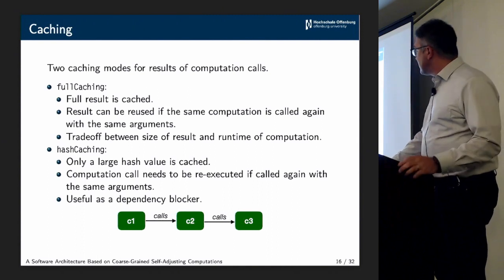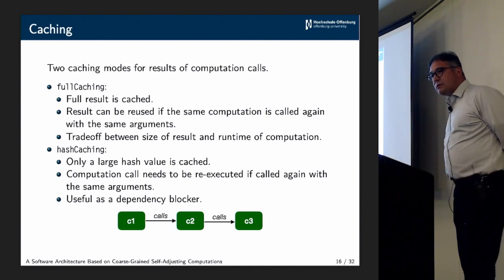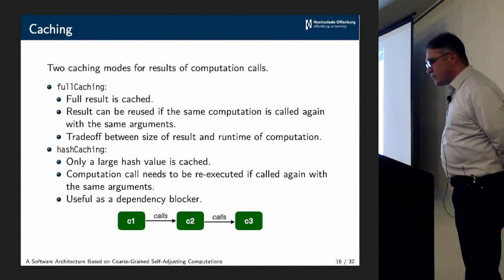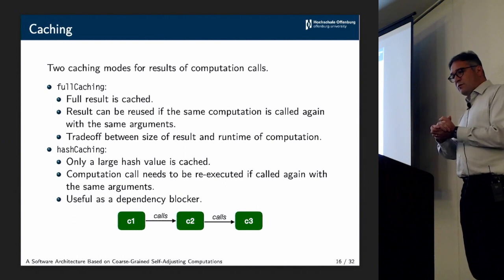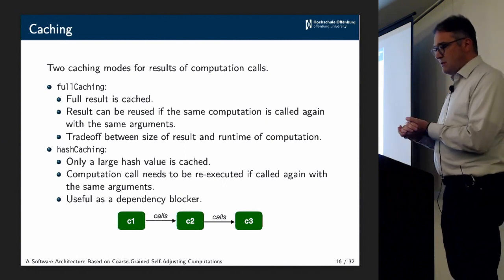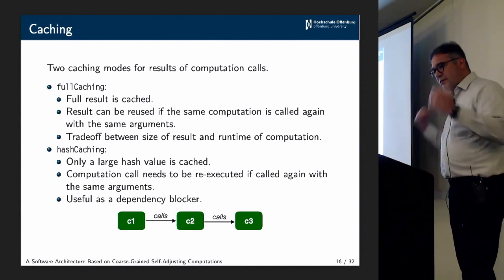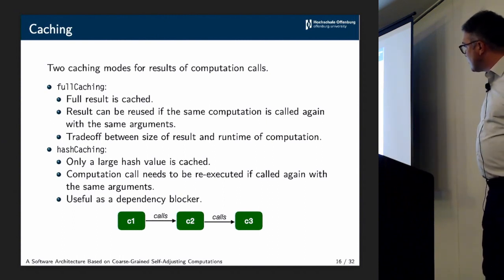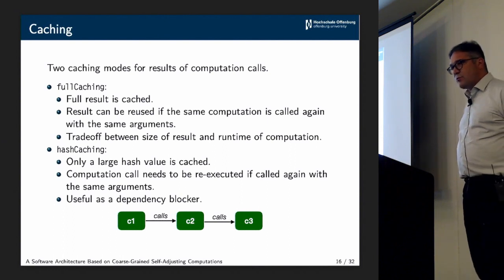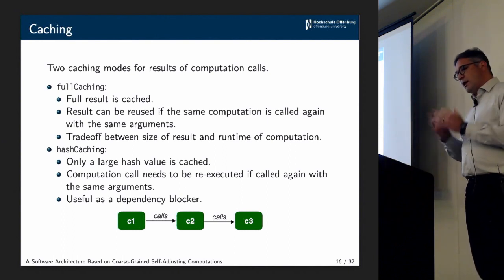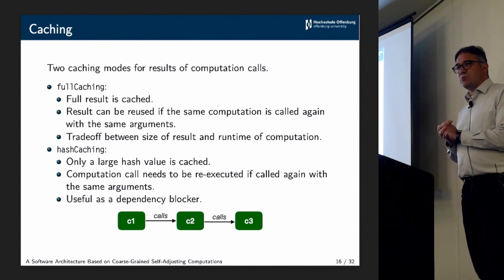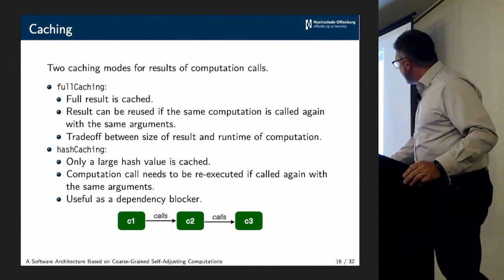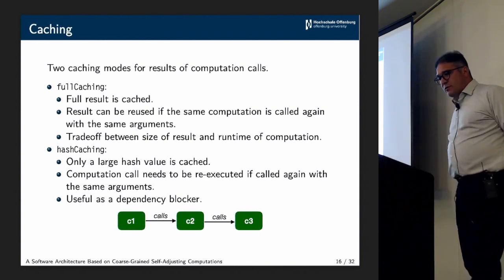One thing I want to talk about briefly is caching. The framework caches intermediate results, and there are two main modes. The first is full caching. This means the full result of a computation is cached, so that the result can be reused if the same computation is called again with the same arguments. Clearly, if you choose full caching, then you have to do some sort of trade-off between how large is the result and how much time it takes to recompute. So that's up to the user of the framework whether he or she uses full caching, or the alternative is hash caching.